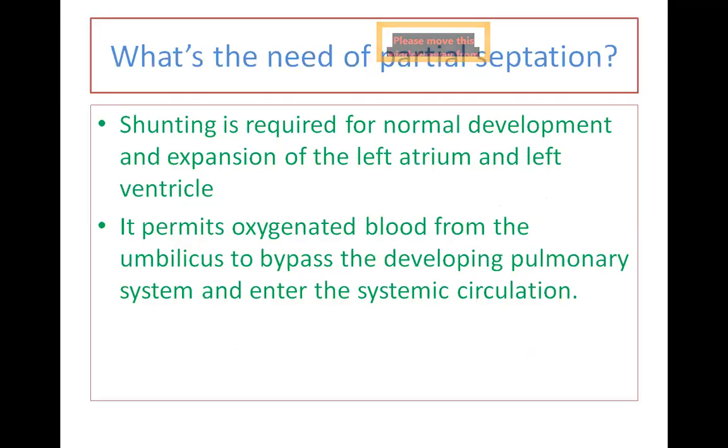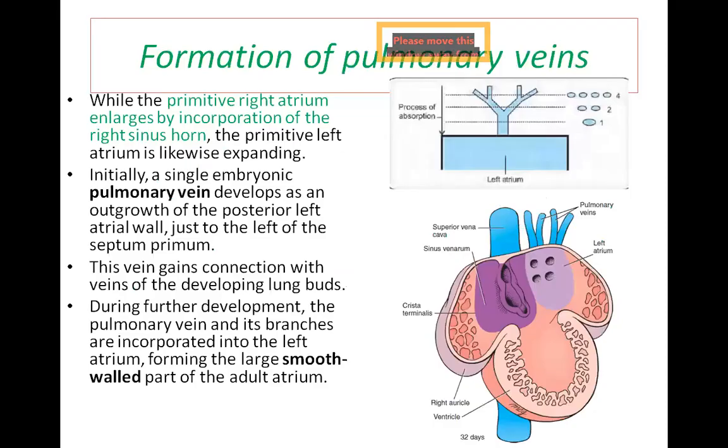So what is the need of this partial septation? I told you why there is not a complete septation in the fetal life. The shunting is required for the normal development and expansion of the left atrium and the left ventricle, and it permits oxygenated blood from the umbilicus to bypass the developing pulmonary system and enter into the systemic circulation.